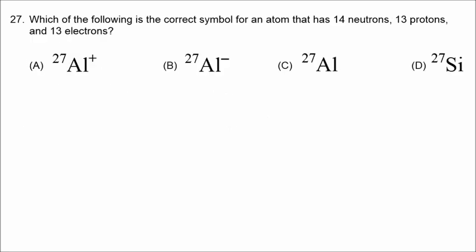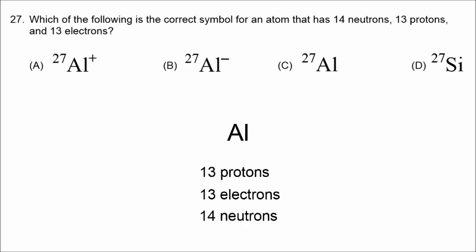In number 27, we're going to find that it has 13 protons, so therefore it must be aluminum. It has 13 electrons, so therefore it has no overall charge. And with 14 neutrons, it must have a mass number of 27. So the correct answer is C.